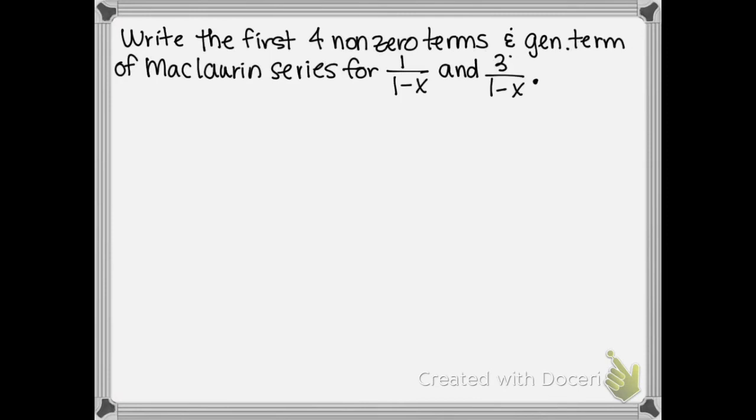Okay, let's go ahead and write out the first 4 non-zero terms and the general term of the Maclaurin series for 1 over 1 minus x and 3 over 1 minus x. So this is one that you have memorized. So go ahead and pause the video and see if you can remember this one. This one's just a really easy one. 1 plus x squared plus x cubed, and then so on.